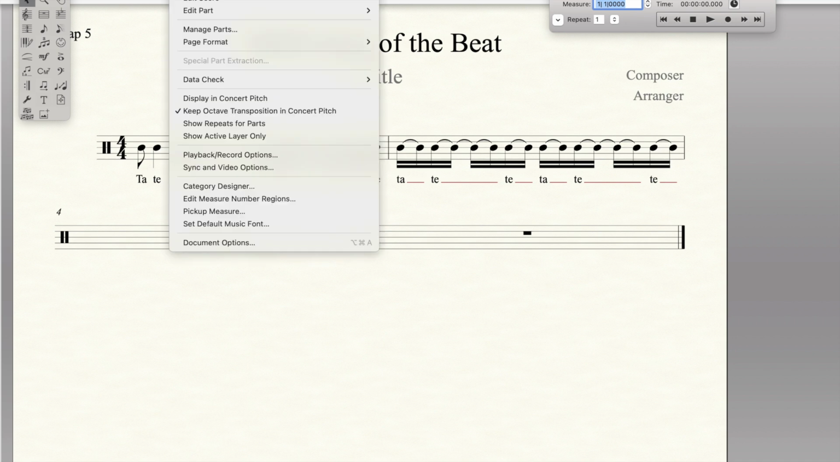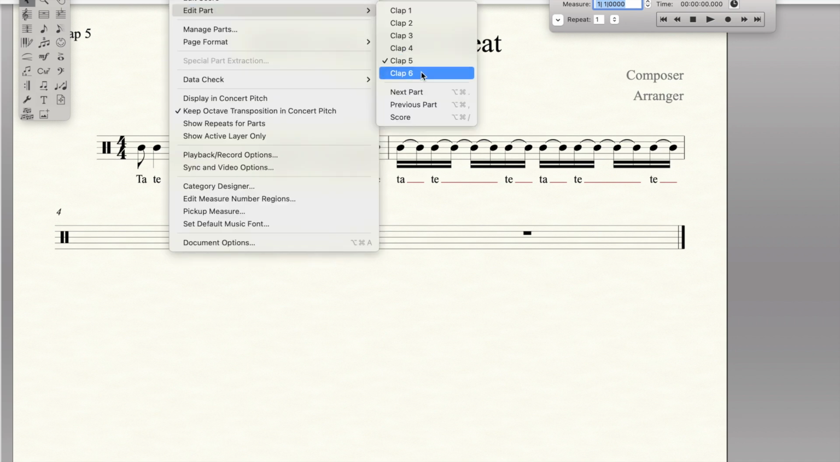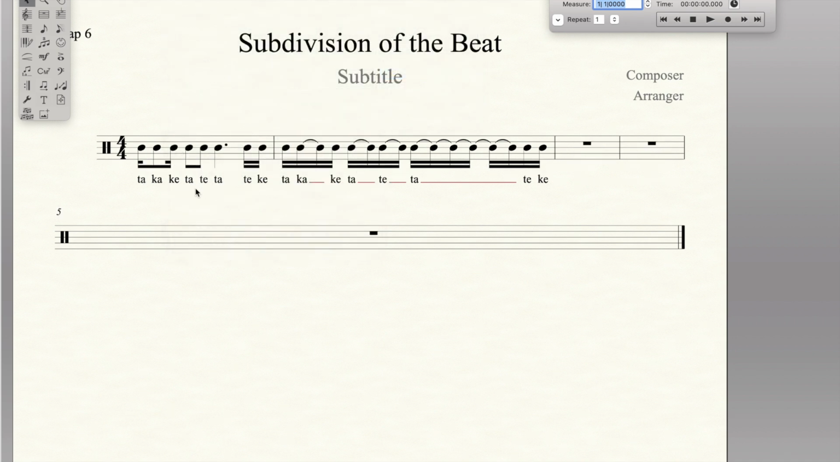Okay, I got another version here, and this one is just a random rhythm I wrote. Taka ke ta te ta, tiki taka ke ta te ta, tiki taka ke ta te ta, tiki.